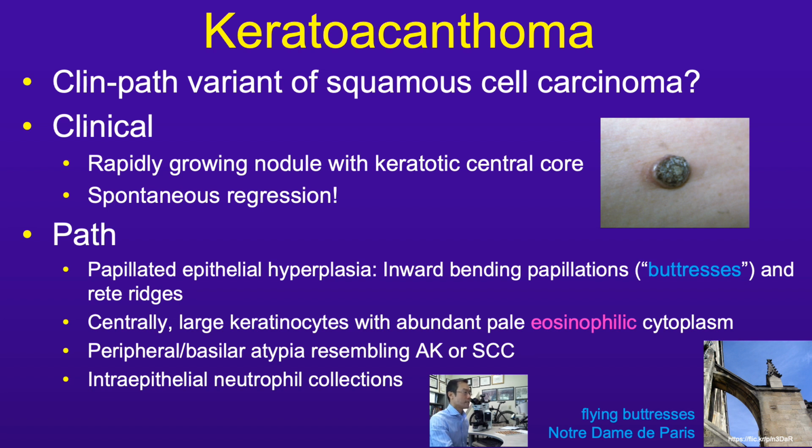Histologically, the features are distinctive, as I showed briefly. The buttresses, the large glassy pale eosinophilic keratinocytes. There often are little collections of neutrophils within the epithelial component of the tumor. And at the advancing edge, at the periphery or the basal layer of the tumor, we see varying degrees of atypia, ranging from the subtle to the severe.